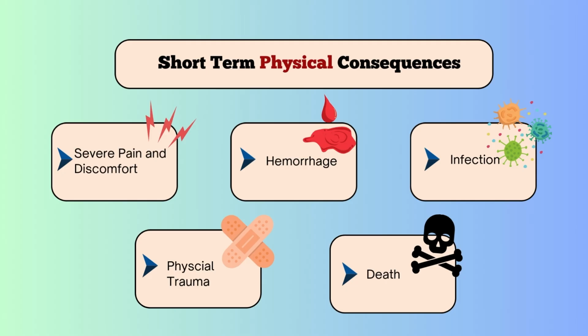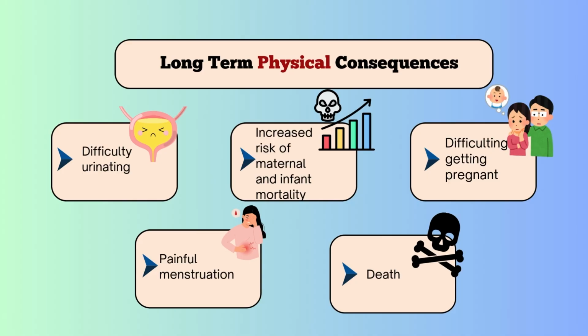Short-term physical consequences of FGM include severe pain and discomfort, hemorrhage, infection, physical trauma, and death. Long-term physical consequences of FGMC include difficulty urinating, increased risk of maternal and infant mortality, difficulty getting pregnant, painful menstruation, and death.